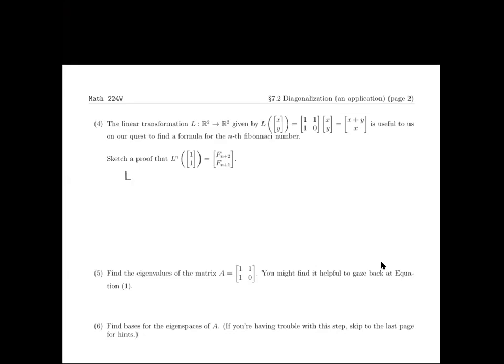but let's go through it one more time. If I do L of (1, 1), my linear transformation tells me this is going to be (2, 1). And notice that that's L of (F1, F2), giving me (F3, F2). So it gives me F1 plus F2 and F2.